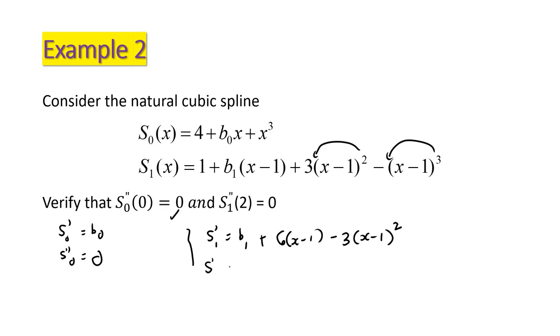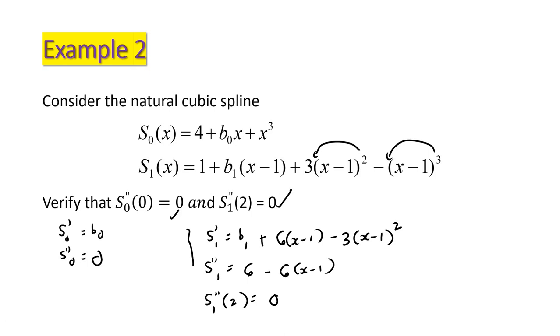Then we differentiate a second time. The constant gives 0, differentiating 6 times (x minus 1) gives 6, and for the third term you have negative 6 (x minus 1). Now you plug in S1 double prime when x equals 2. 2 minus 1 is 1. So you get 6 minus 6, the answer is 0. So we prove this.